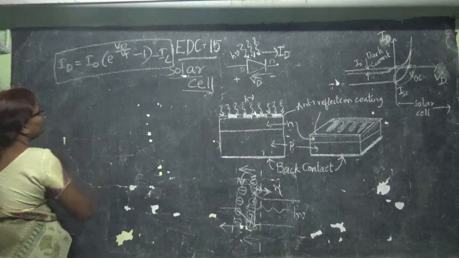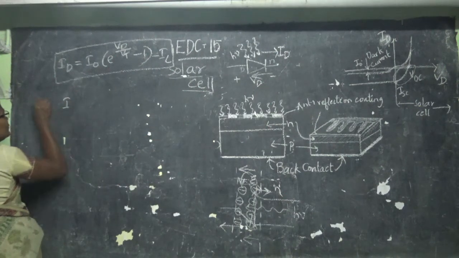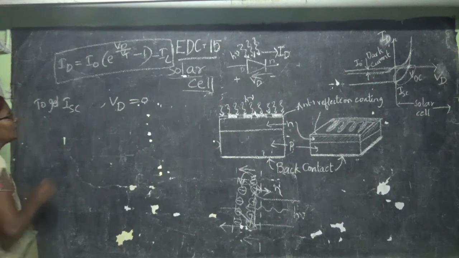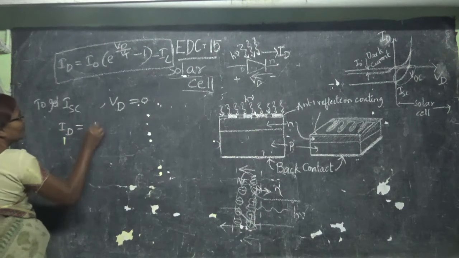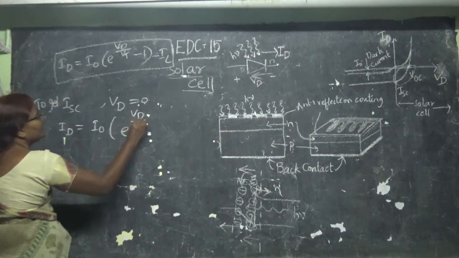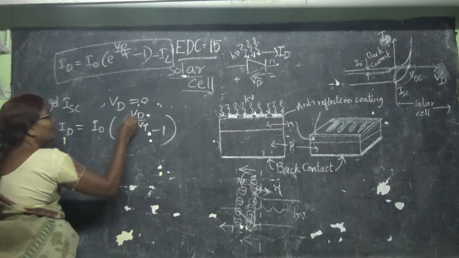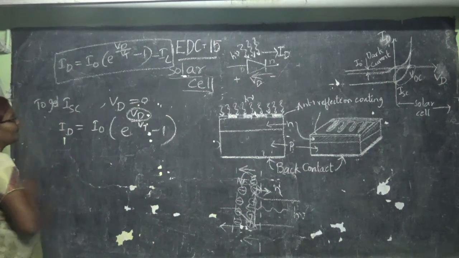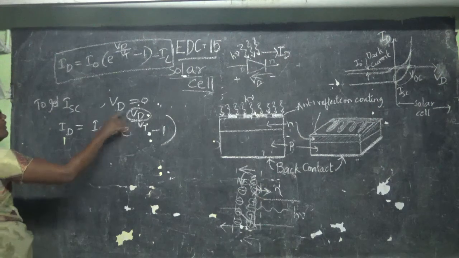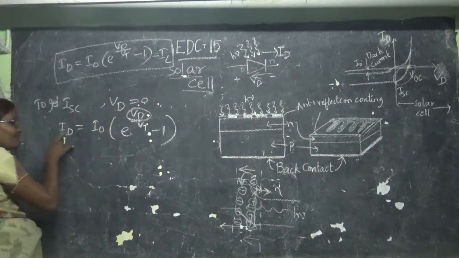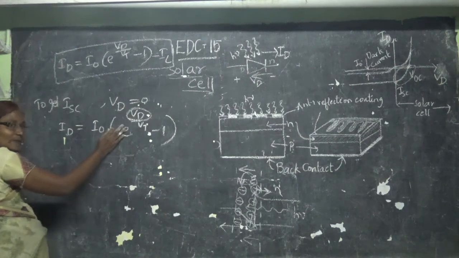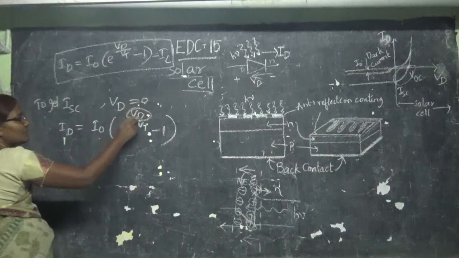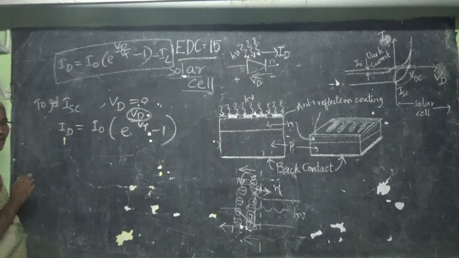Now, if I want to find ISC, what I have to do? To get ISC, my Vd should be equal to 0. ID equal to I naught into e to the power of Vd by Vt minus 1 అనే ఈక్వేషన్ ఉంది కదా? దీంట్లో Vd equal to 0 అయితే I will get a current ID that will be nothing but ISC. When my Vd is 0, I will get a special current. If my Vd is 1, I will get another current. In the same way, if Vd equal to 0, I will get a current ID and that current is called ISC.